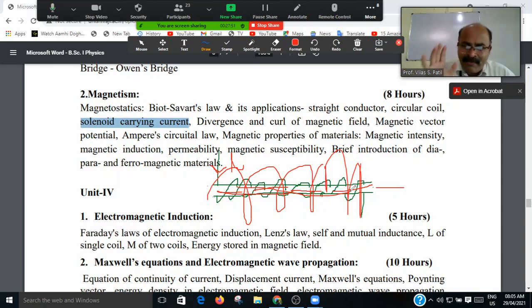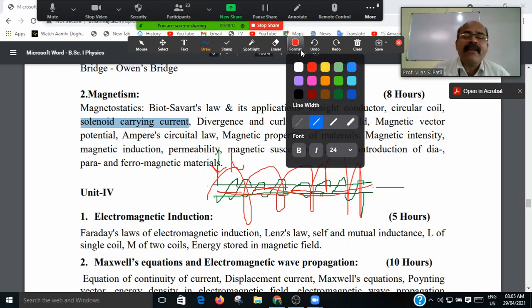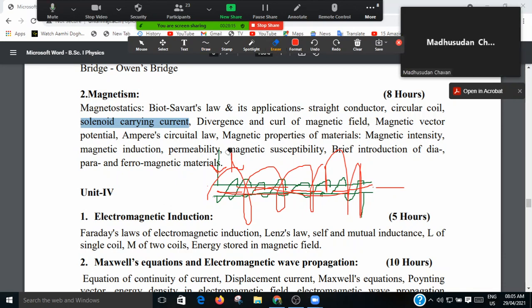Here, the basic application of the Biot and Savart law is very essential to calculate the magnetic induction along the axis of a long, straight solenoid on which a uniform wire is wound. In this case also, the Biot and Savart's law is highly used.